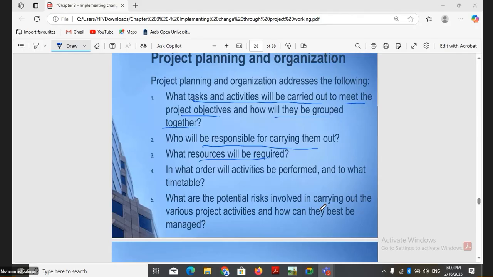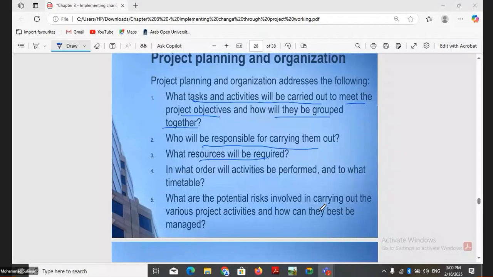Can they go in parallel together? Are there activities that can go in parallel? Are there activities that have to go in sequence? Which activity must be done before which activity? These things are looked at in planning. And what are the potential risks involved in carrying out various project activities and how can they be managed? Because risk analysis is also important. Every activity, every task may have some risk, so we need to analyze that and see how we can manage those risks.